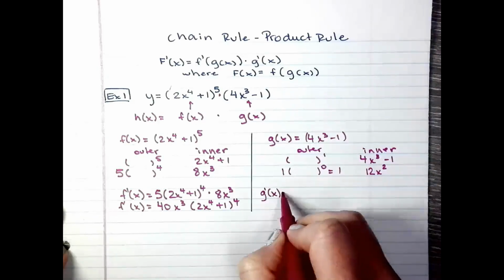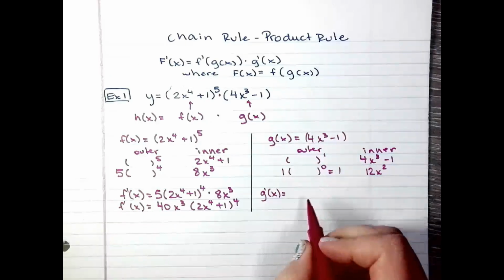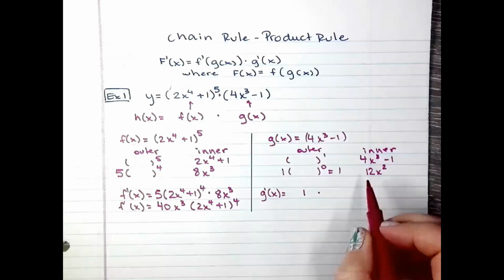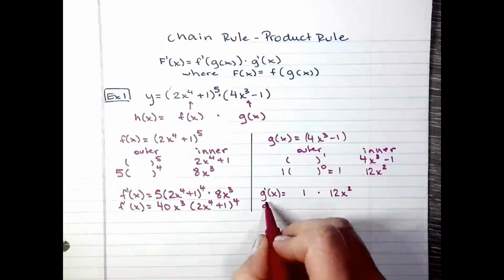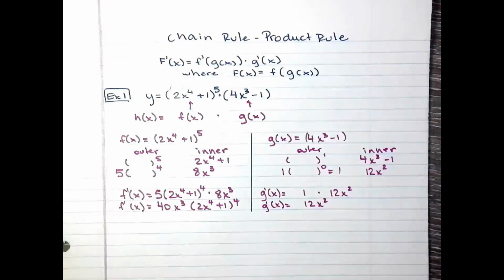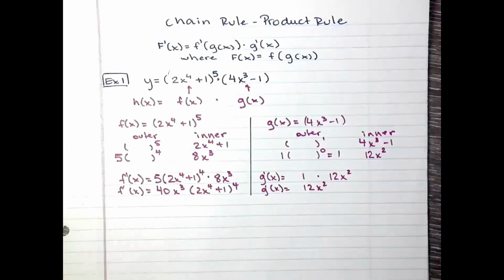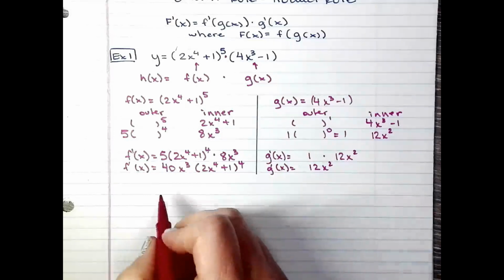So the derivative of this function right here, I have just 1. And then multiply by the derivative of the inner function. Oh, this one was easy. Okay, so just 12x squared. All right. Now, here we go. Ready for this, guys? It's not bad.